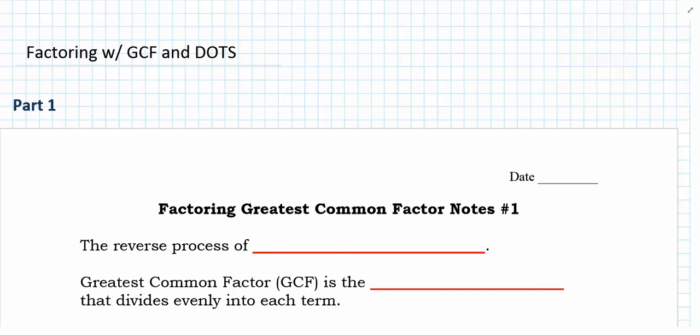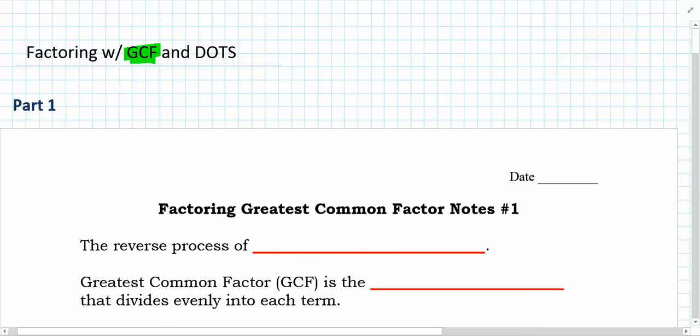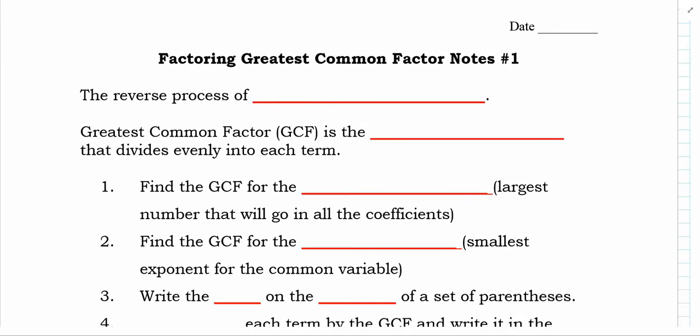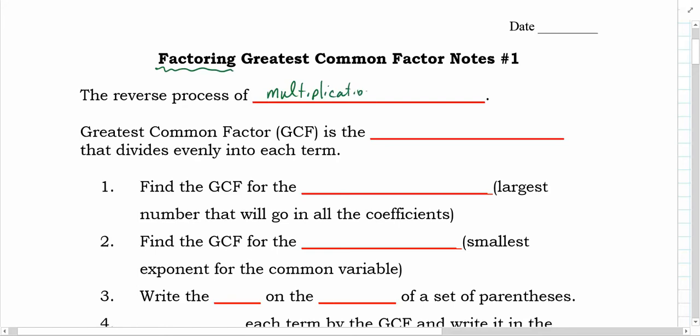In this video, I'd like to review with you our greatest common factoring method when it comes to factoring polynomials. First, we'll remind ourselves that factoring in general is the reverse process of multiplication. This is sometimes called the inverse or opposite. So multiplication is the inverse or opposite or reverse process of factoring.